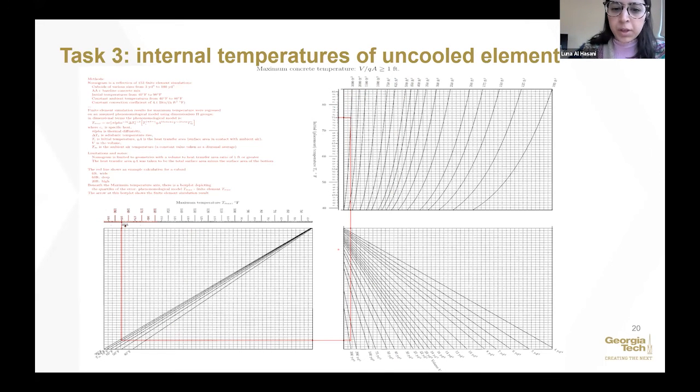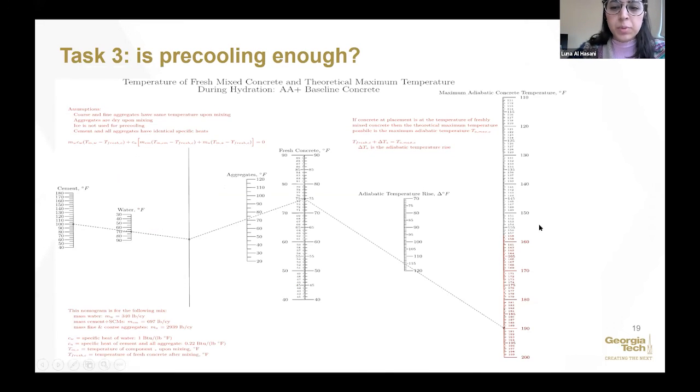One more thing I would like to add about these nomograms is that they could be used either forward or backward. So we could start with the temperatures of the different constituents and find the maximum expected temperature, or we could start with the goal temperature that we are looking for, and then find what temperatures of the other constituents we should have to meet this goal.